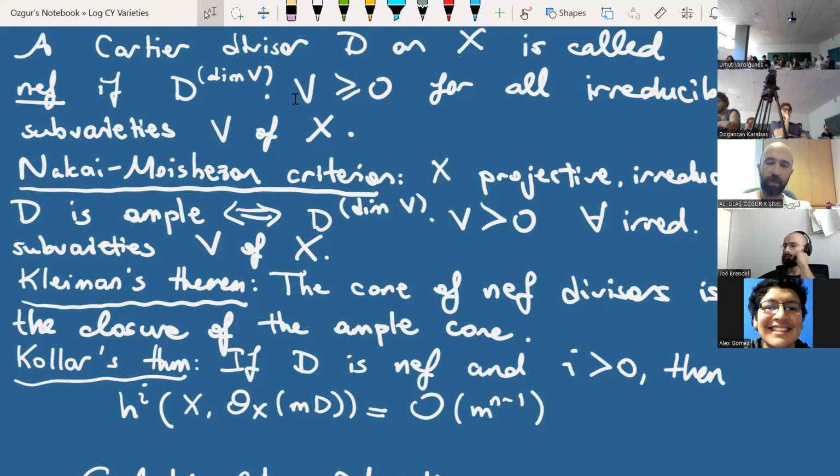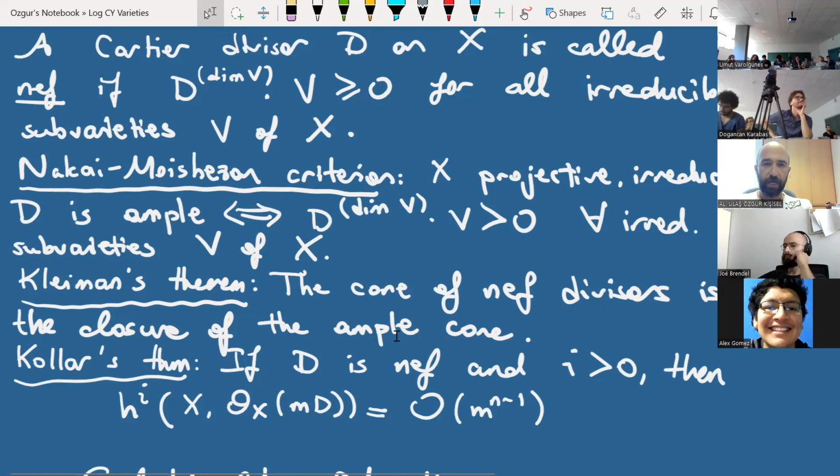So this suggests that ample divisors, if you also allow multiplication with real numbers, form a cone inside the divisor class group, or if you mod out by numerical equivalence, the Néron-Severi group. So this suggests that nef divisors should lie in the closure of that cone. The set of nef divisors would form the closure of the ample cone. But this is not a proof. Kleiman's theorem closes up this gap. So the cone of nef divisors is actually the closure of the ample cone.